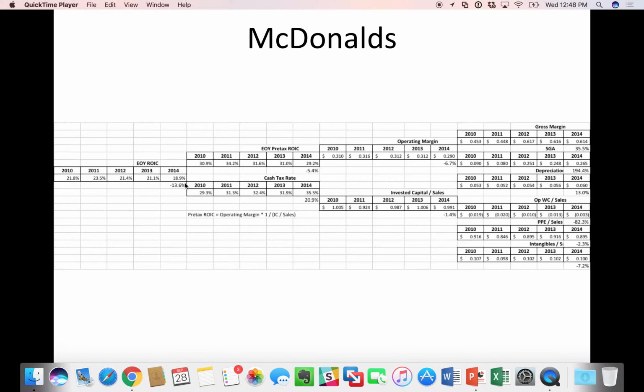Driver number 1, tax rate. On this slide, it's called the cash tax rate. We're going to use the effective tax rate, but the idea is what rate of cash taxes the companies are actually paying. So, in this case, in 2010, McDonald's cash effective tax rate was 29.3%. In 2014, it was 35.5%. So McDonald's tax rate went up by about 21%. Now the question is, did that help or hurt McDonald's ROIC? What do you think?